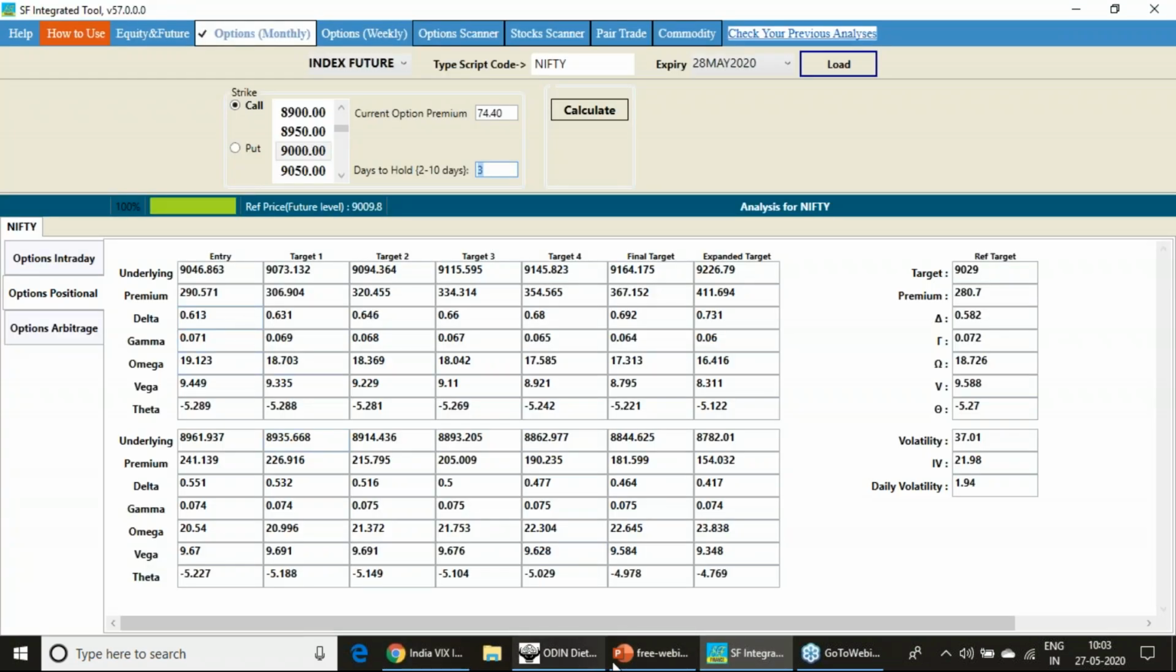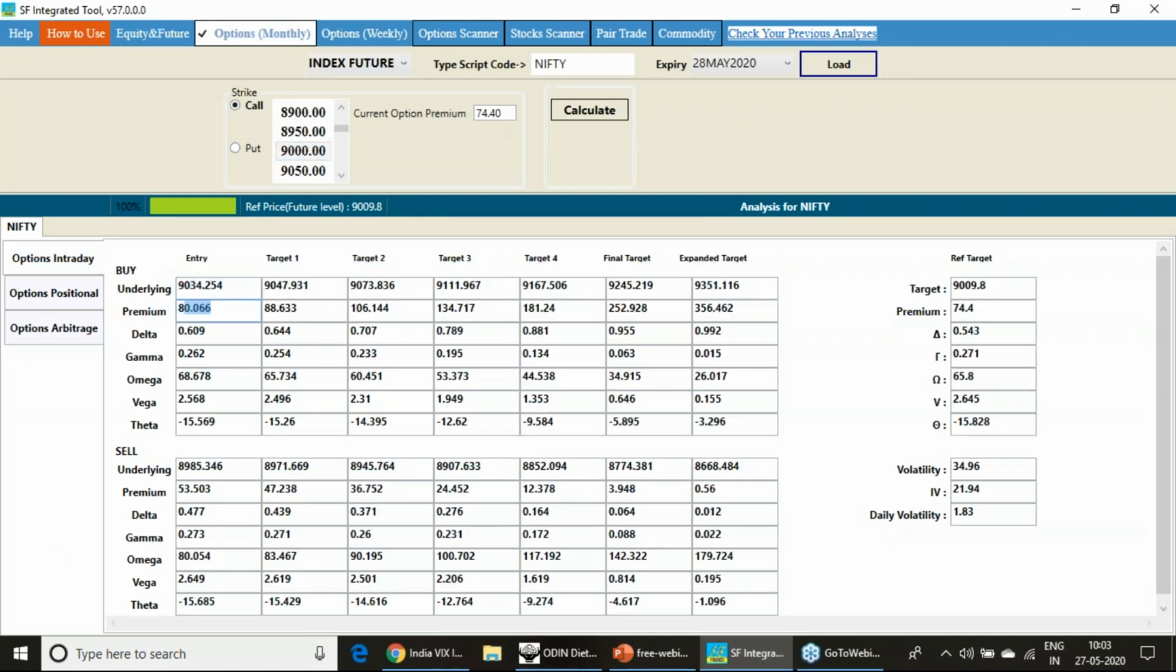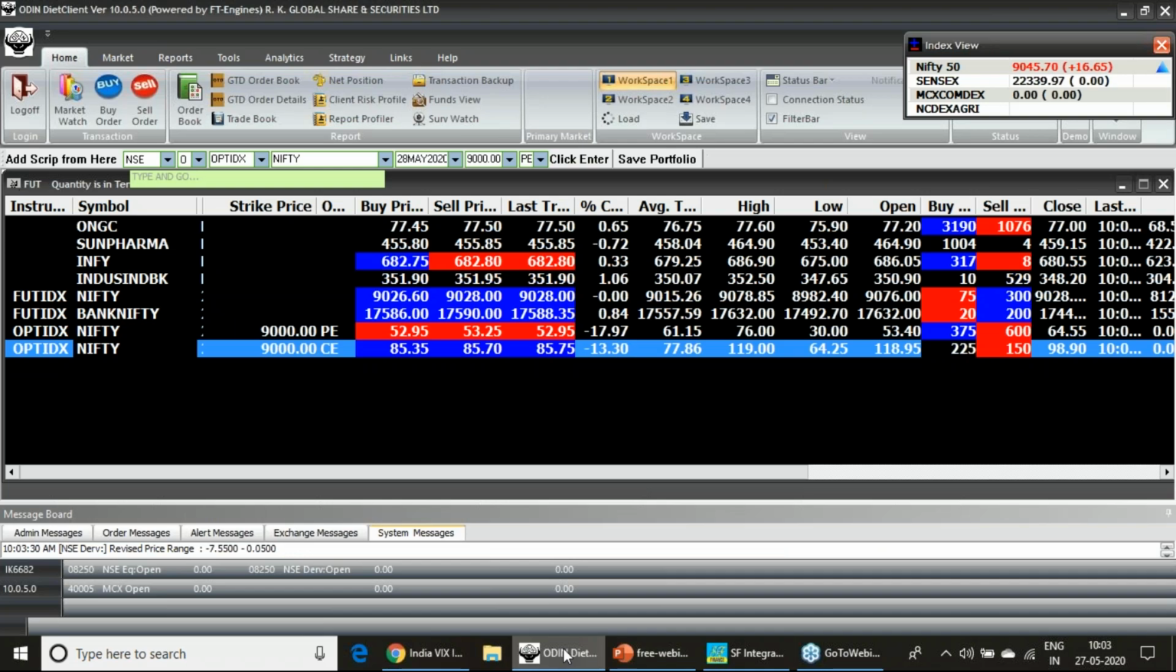So 80 rupees if you are buying, Nifty call option intraday. Stop loss should be 54. 88 rupees 60 paisa is the first target. Future level 9047. Future level 9073, 106. Future level 9100, 134. These are the targets. So now 80 has come. First, 86 rupees and 30 paisa is your first target.